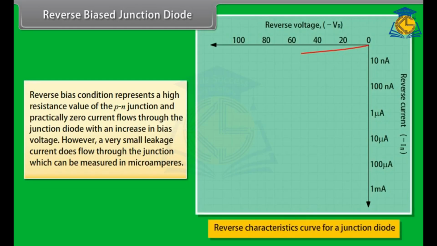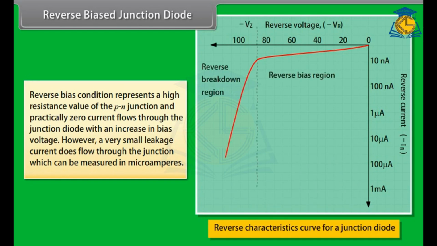Reverse bias condition represents a high resistance value of the PN junction, and practically zero current flows through the junction diode with an increase in bias voltage. However, a very small leakage current does flow through the junction, which can be measured in microamperes. IV characteristic of PN junction diode.